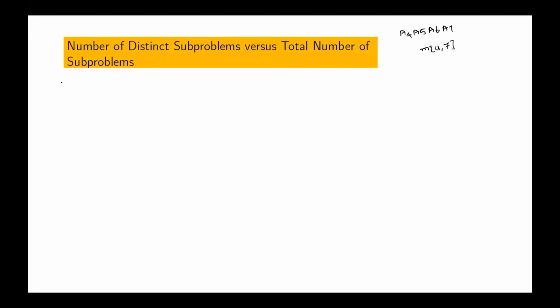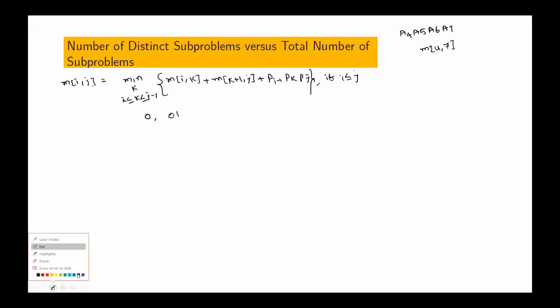So what is our recurrence? M[i,j] equals the minimum over k, i less than or equal to k less than or equal to j minus 1, of M[i,k] plus M[k+1,j] plus p[i-1] p[k] p[j], if i is less than j, and zero if i equals j. Is that correct?